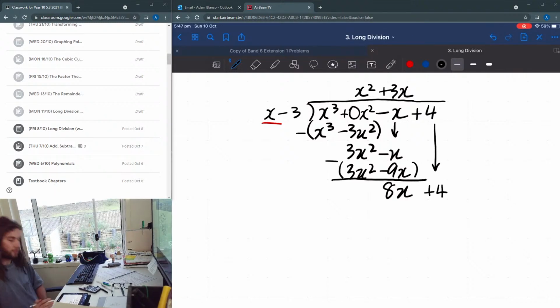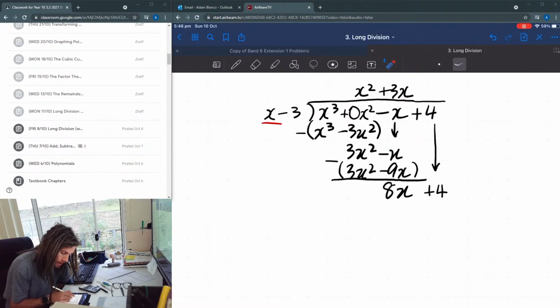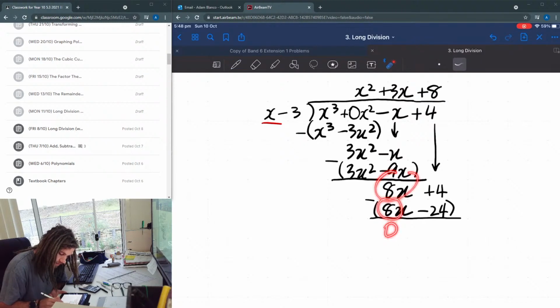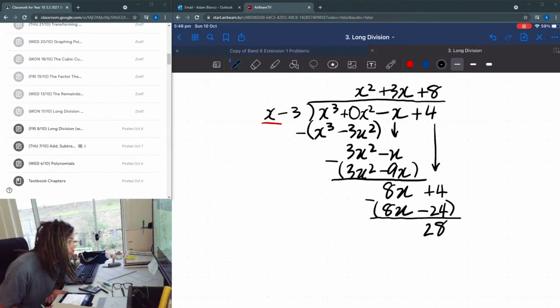And I'm almost done. I've exhausted all my options up top. So how many times does x go into 8x? Well, it goes in 8 times. How many left over? Well, 8 times x is 8x. 8 times minus 3 is minus 24. Now I subtract. 8x minus 8x, nothing. 4 minus minus 24, so plus 24. So 4 plus 24 is 28. And that's going to be my remainder. I hope, yes, I got that right.